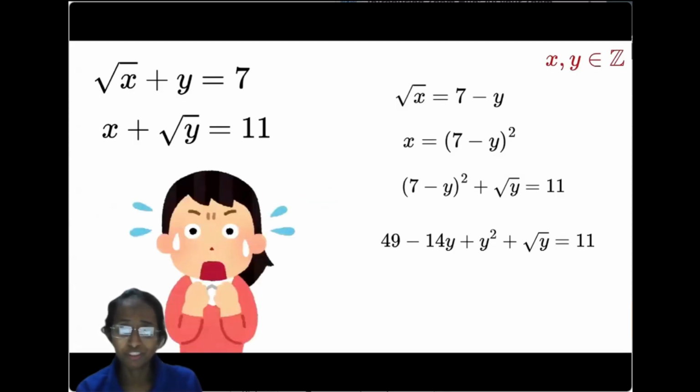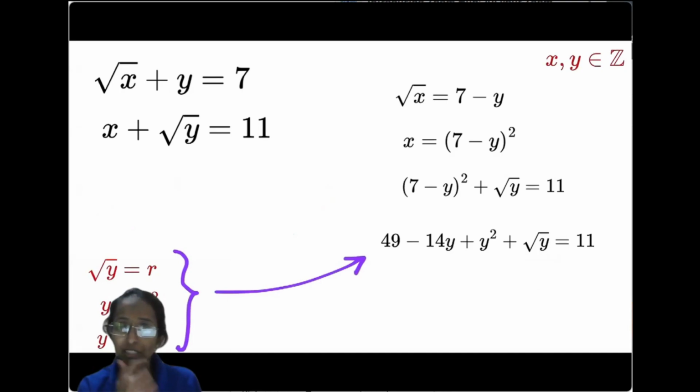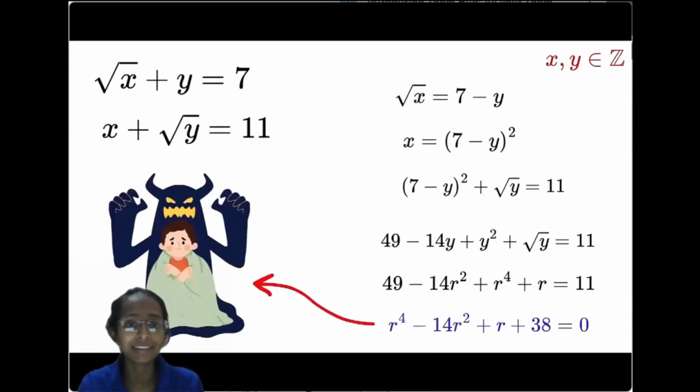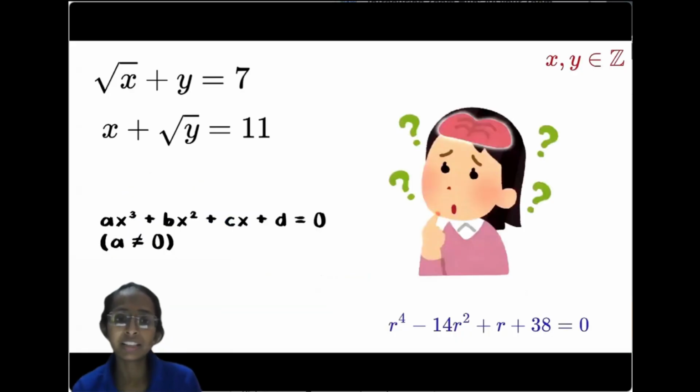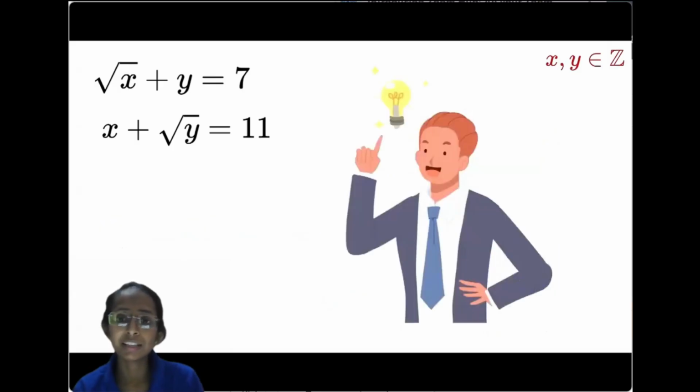But this seems to be very irritating, because when we assume √y to be another variable r, and substitute y as r², y² will become r⁴. By substituting this in the equation, we get an equation like 49 − 14r² + r⁴ + r = 11. That is a biquadratic equation, which looks very horrible to us, because solving a biquadratic equation is a very lengthy task.